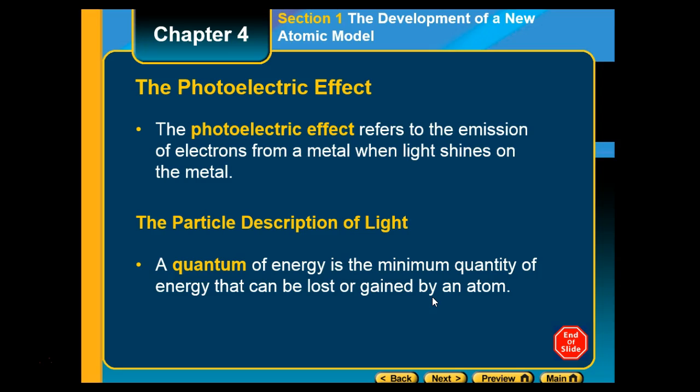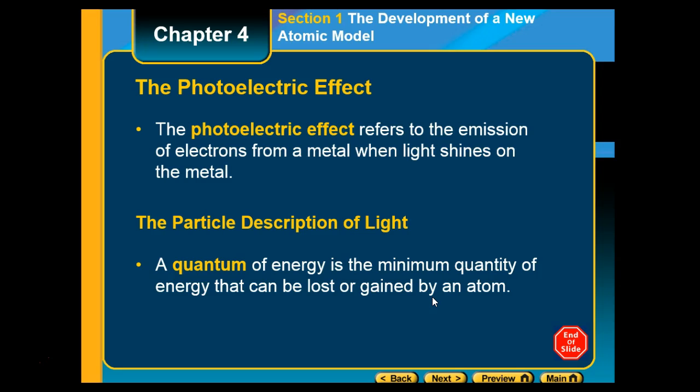So the particle description of light. We talk about light in terms of particles and also in terms of waves. We just got done talking about it in terms of waves. Now let's talk about it in terms of particles. Now that we know that when light hits the metal, electrons are shot off, we know those electrons are particles. Those particles are going to have a certain amount of energy. And so that energy is called a quantum of energy, or a little packet of energy.